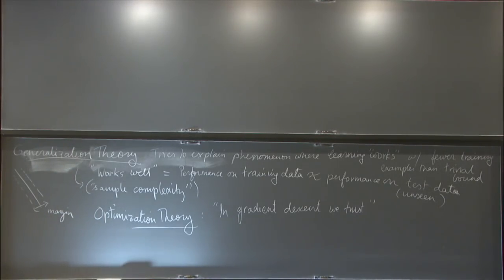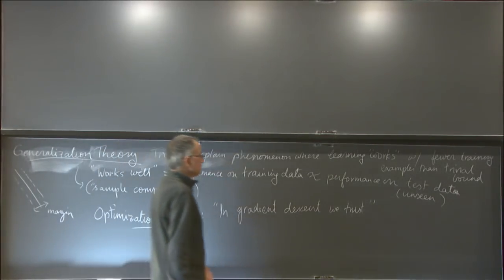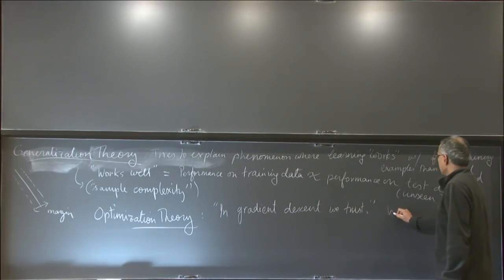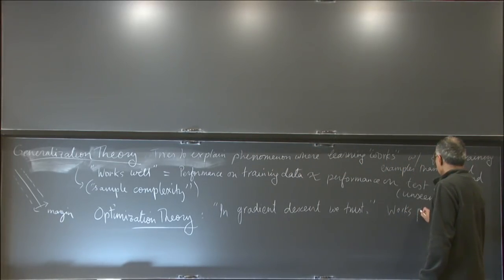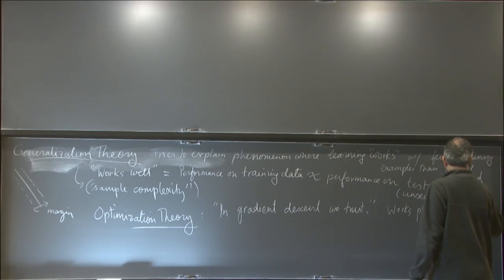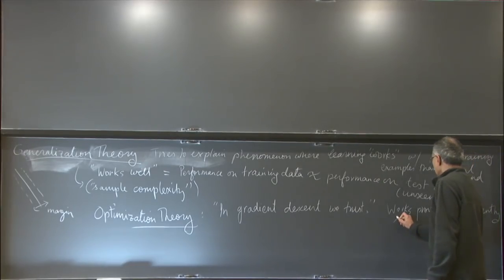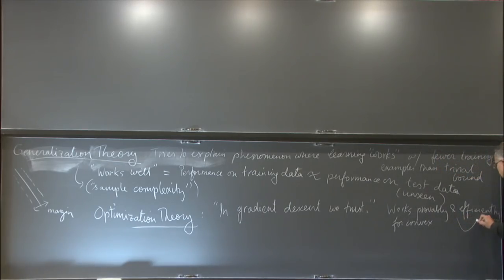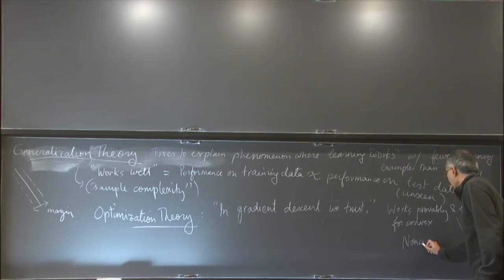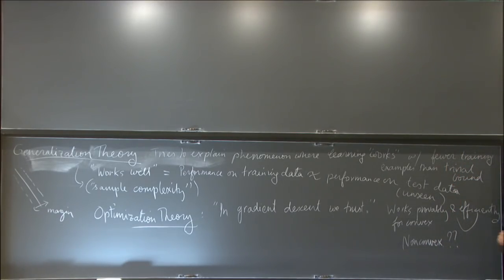Okay, so for this simple regression case, this works. Gradient descent works provably and efficiently for convex functions. So convex as in a function that's like this. And for non-convex, it's an open question, and that's what many people are looking at.